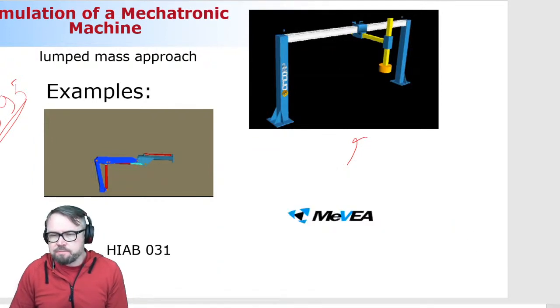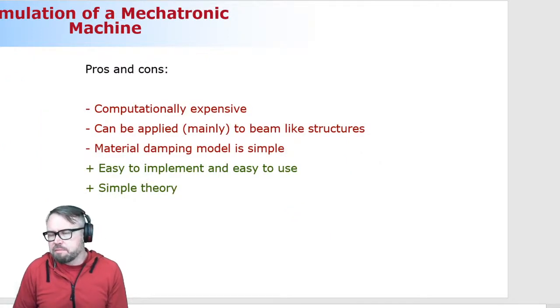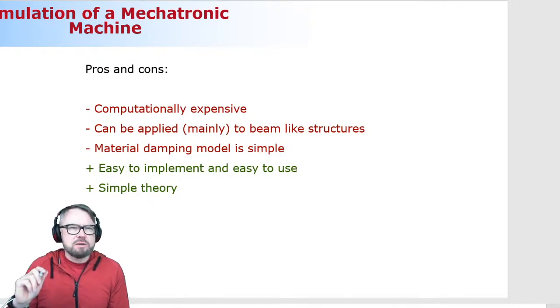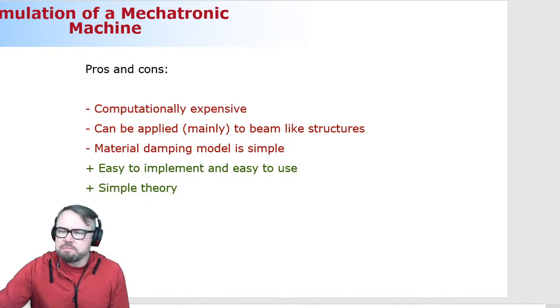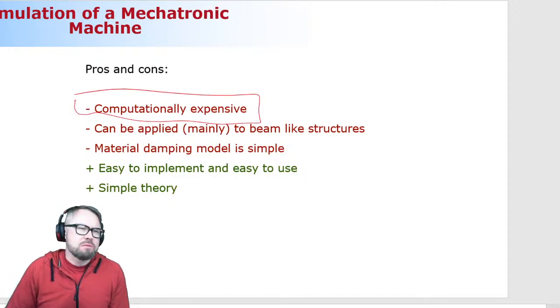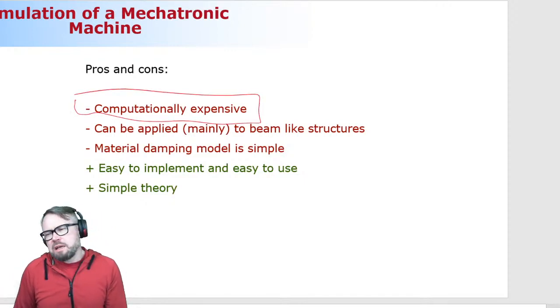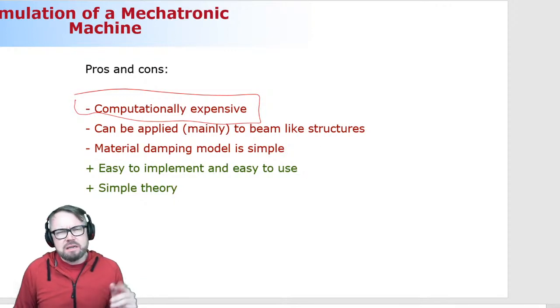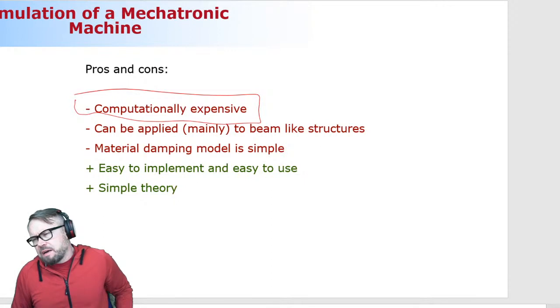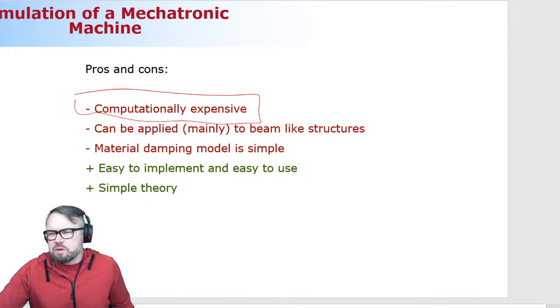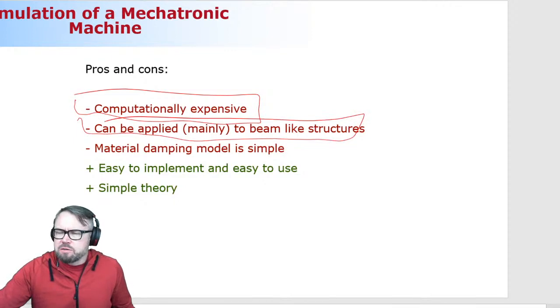All right, so here is a little bit of a summary about this method. The method is computationally expensive, because it includes a number of unknowns, and easily the number of unknowns becomes very high, like it or not. It can be applied mainly to beam-like structures. Material damping is usually very simple, so it's hard to make very accurate damping models. Easy to implement, simple theory.